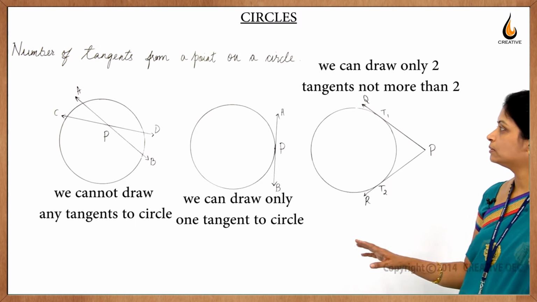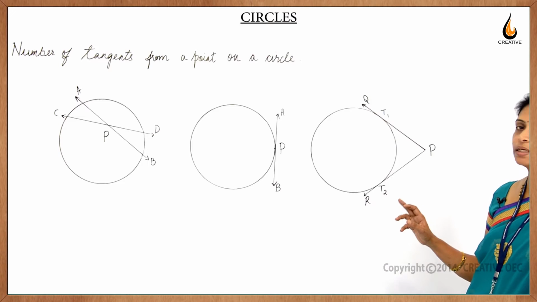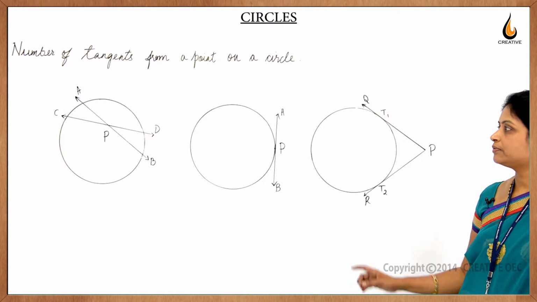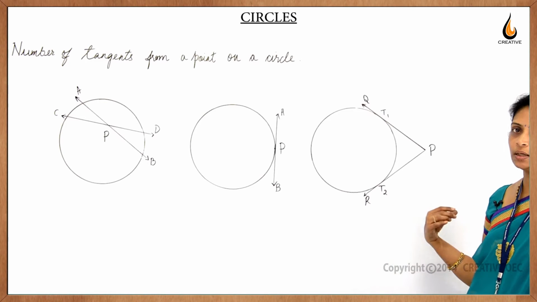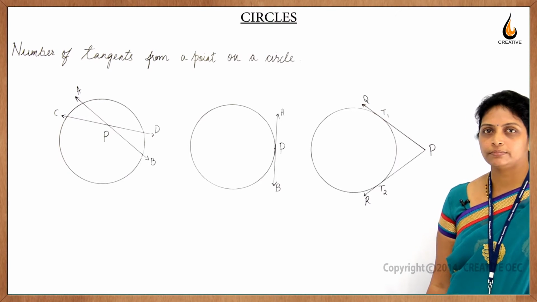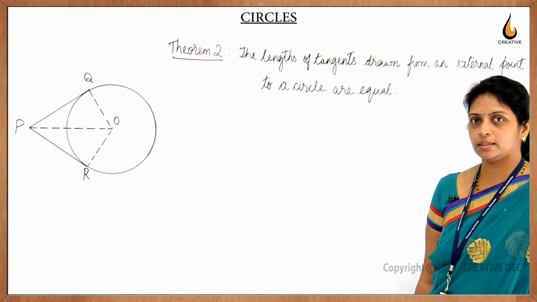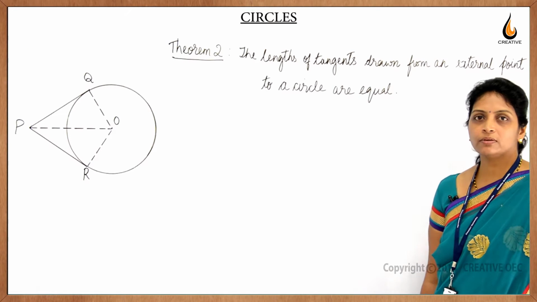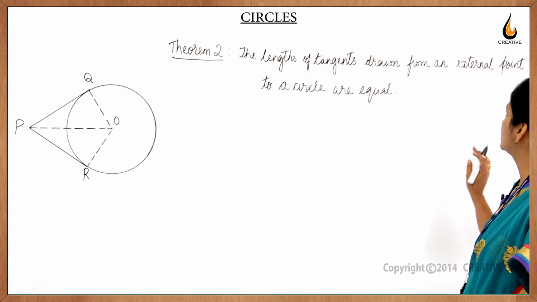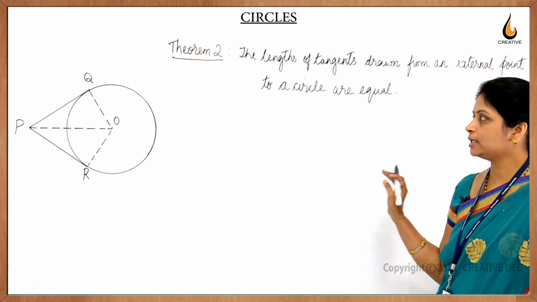So, this is the number of tangents that can be drawn to a circle from any particular point, if it is inside, on the circle and outside the circle. Next, we will start with a theorem. Theorem number 2 in circles. The statement of the theorem is: the lengths of tangents drawn from an external point to a circle are equal.